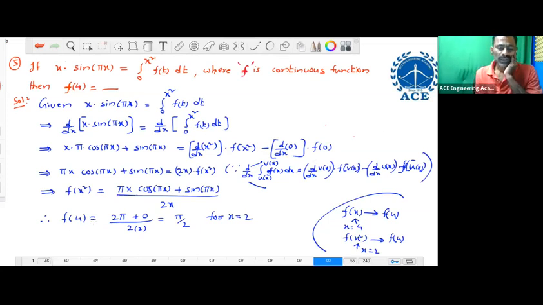So this is finding the value of the function when the function is unknown or given indirectly inside the integral. This is the fifth problem. Next, problem number 6.